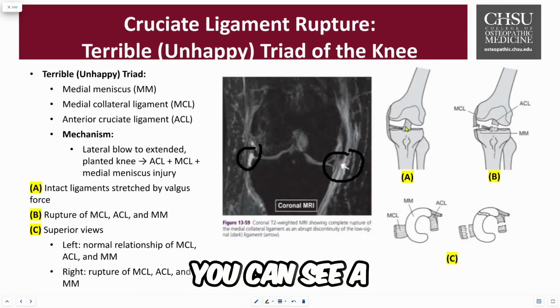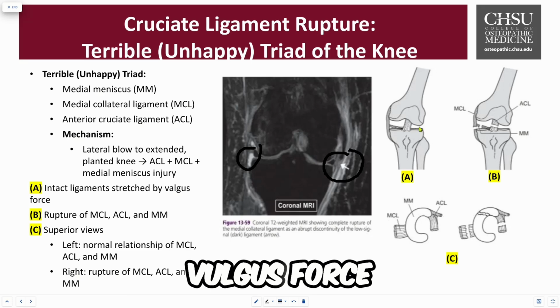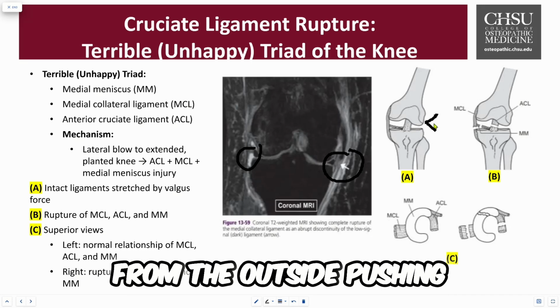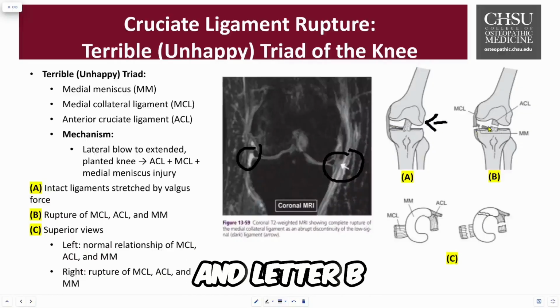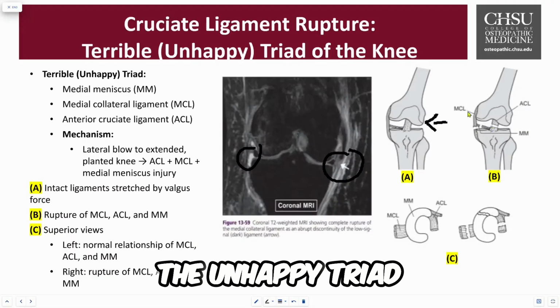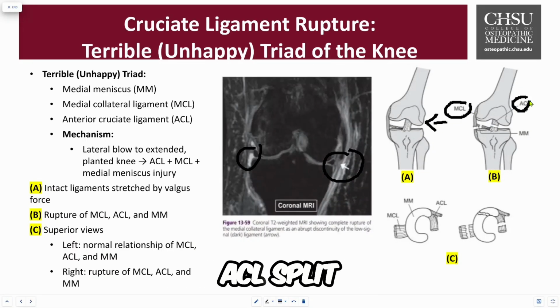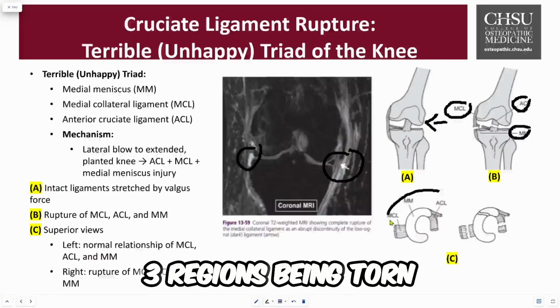Over here in A, you can see a visual showing you the intact stretching by valgus force. So the valgus force from the outside pushing in, and then opens up this cavity on the medial side. And letter B, the unhappy triad. MCL being split, ACL split, and then the MM also split. You can see all three regions being torn.